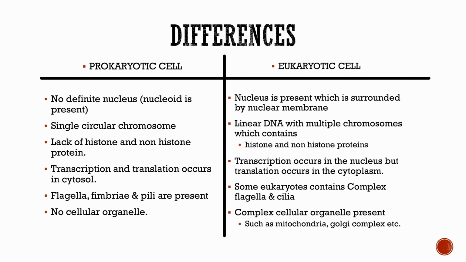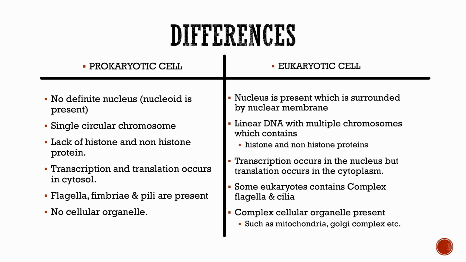Let's understand the differences between prokaryotic and eukaryotic cells. Prokaryotes do not have any definite nucleus, only a nucleoid region is present. But in eukaryotes, a nucleus is present along with nucleoli, with complex pore structures. That is, the nuclear membrane contains pores.